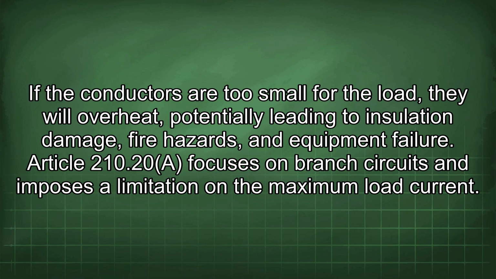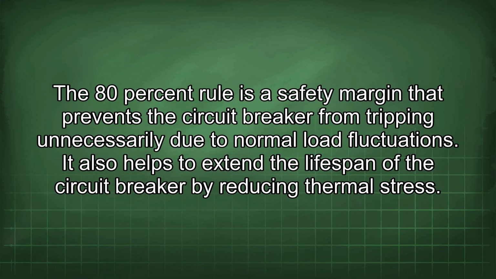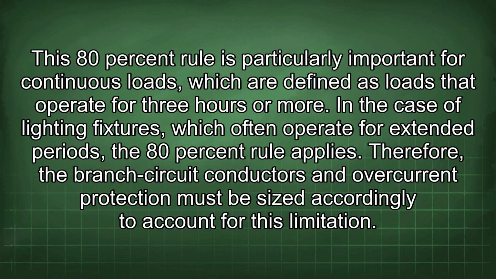Article 210.20 focuses on branch circuits and imposes a limitation on the maximum load current. The 80% rule is a safety margin that prevents the circuit breaker from tripping unnecessarily due to normal load fluctuations. It also helps to extend the lifespan of the circuit breaker by reducing thermal stress. This 80% rule is particularly important for continuous loads, which are defined as loads that operate for 3 hours or more. In the case of lighting fixtures, which often operate for extended periods, the 80% rule applies. Therefore, the branch circuit conductors and overcurrent protection must be sized accordingly to account for this limitation.